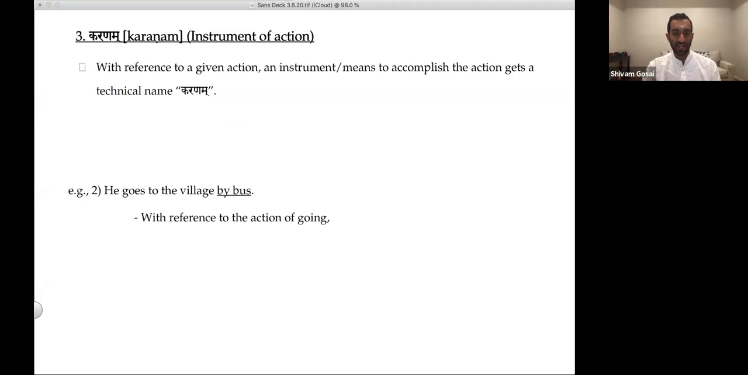Okay, so let's look at the next example. He goes to the village by bus. With reference to the action of going, sah, he is the karta, right? He goes. Okay, in the chat, what is the karma? What is the karma?